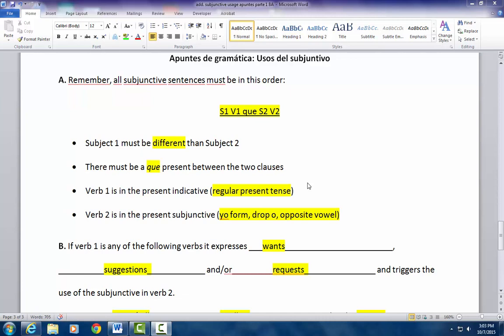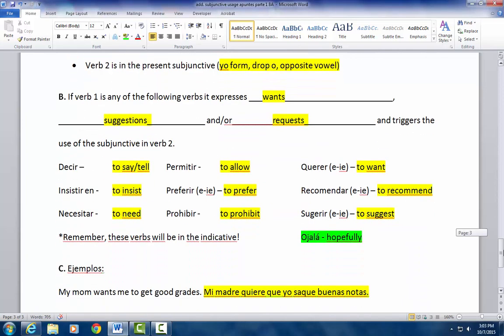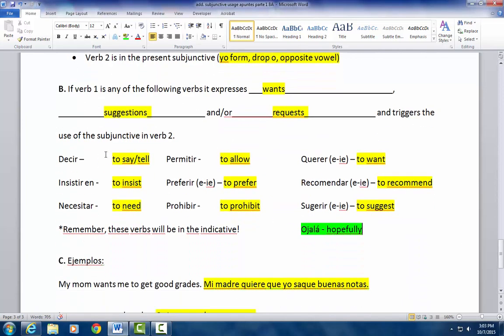Now, if verb 1 is any of the following verbs that express wants, suggestions, and or requests, it triggers the use of the subjunctive in verb 2. So these are all of the verbs below. So decir, to say, to tell. Insistir en, to insist. Remember, you always have to have that en.